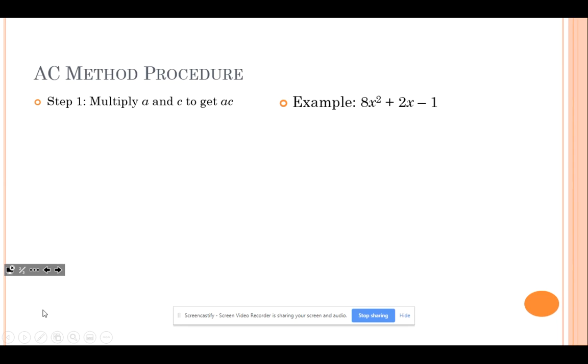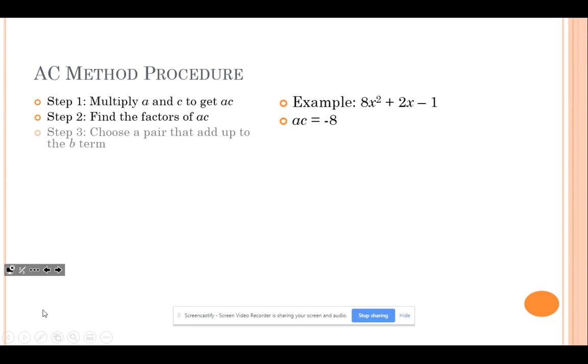Step 1 is to multiply a and c to get AC. In this case, with my example on the right, we're going to multiply 8 times -1 to get -8. Step 2 is to find the factors of AC. Factors of -8 that will add up to, what step 3 is, choose a pair that adds up to the b term. The factors of -8 that would work in this case are 4 and -2.